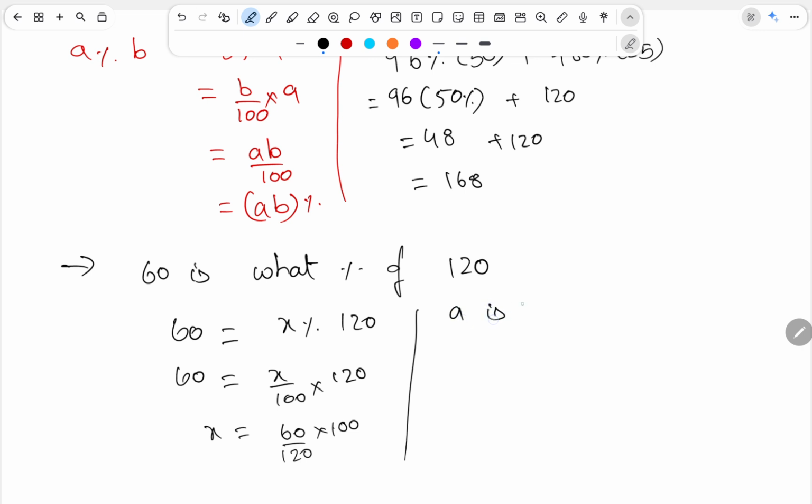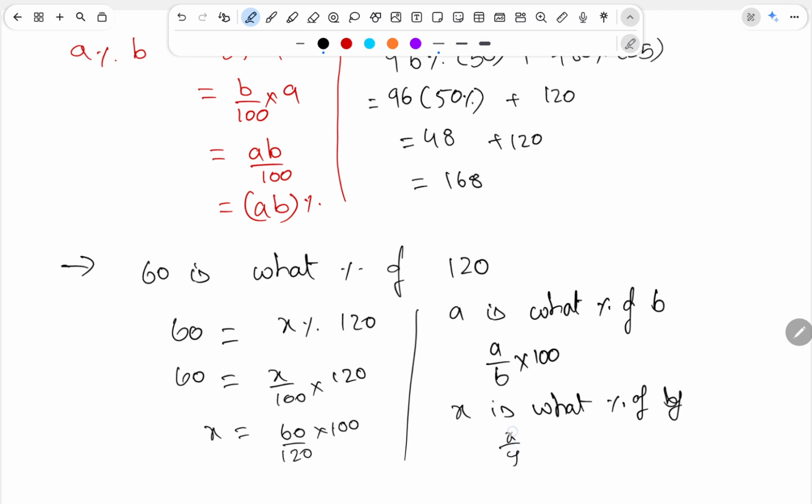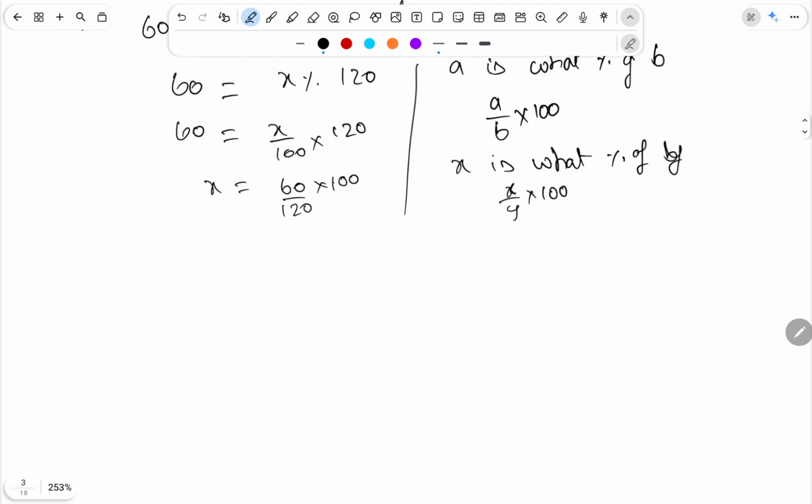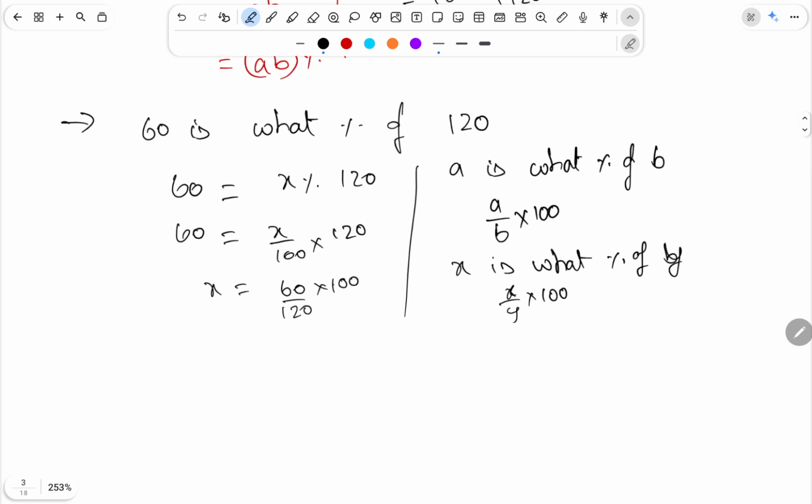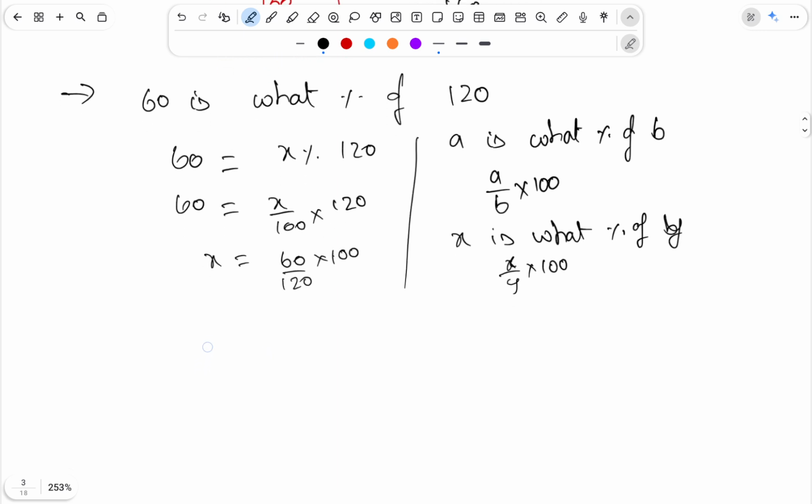Now say that A is what percent of B means A by B into 100, that's all. X is what percent of Y means X by Y into 100. So this is how we can do the questions.